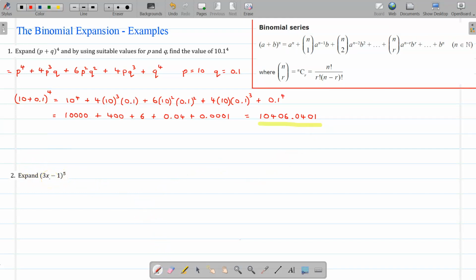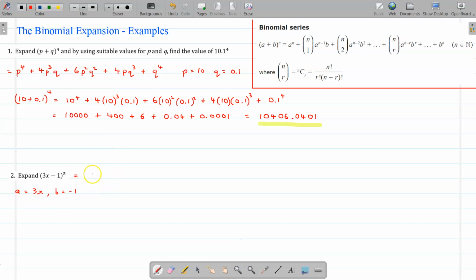Now we've got to expand this bracket. It's all it's asking us to do, but instead of just having an a and a b or a p and a q, we've got this 3x and a minus 1. So we have to be a little bit careful with the minus, as you'll see. So our a in our expansion is 3x. I'm just going to make a note of that, so a is equal to 3x and b is equal to negative 1. That negative sign is very important.